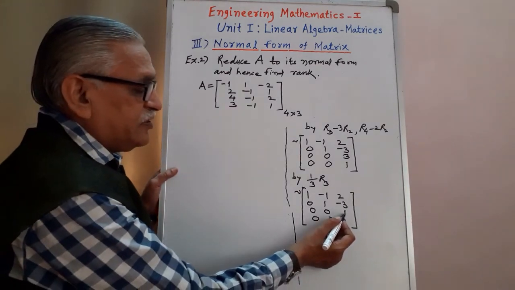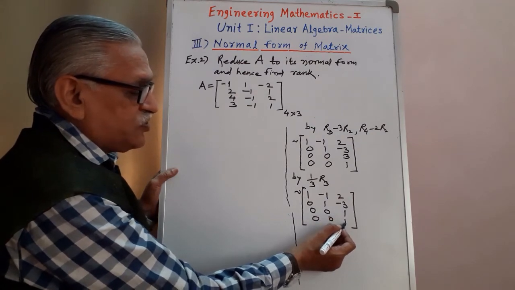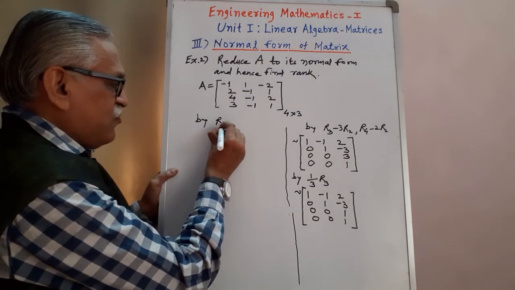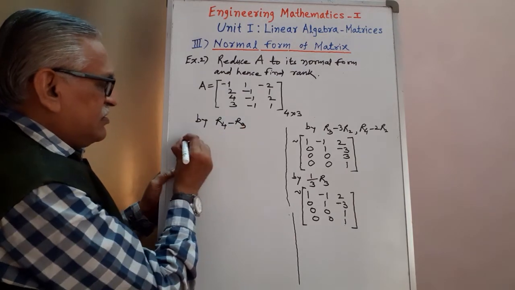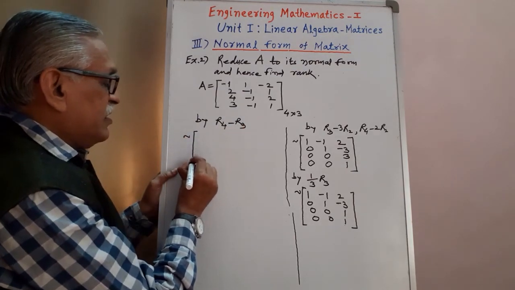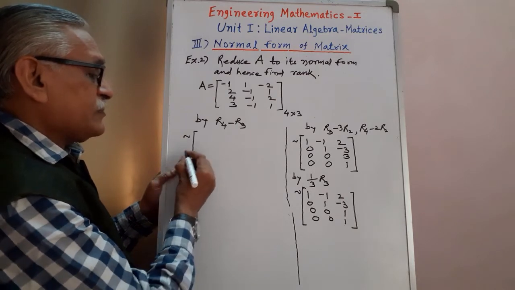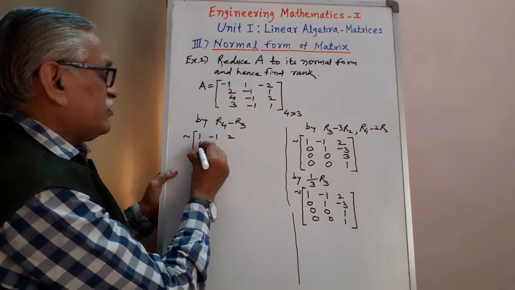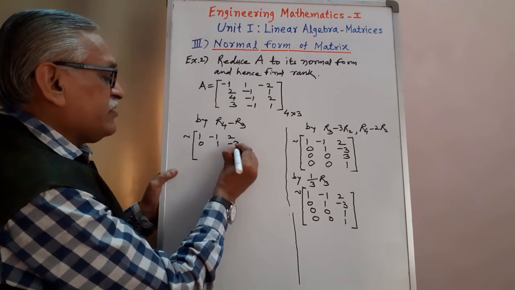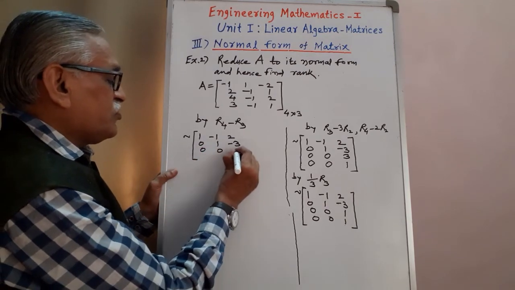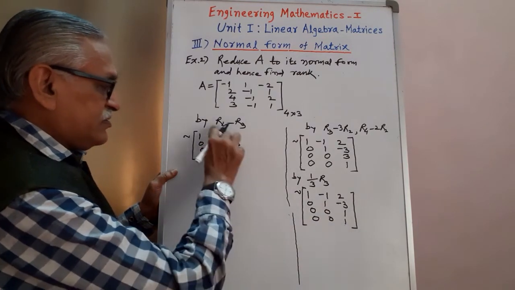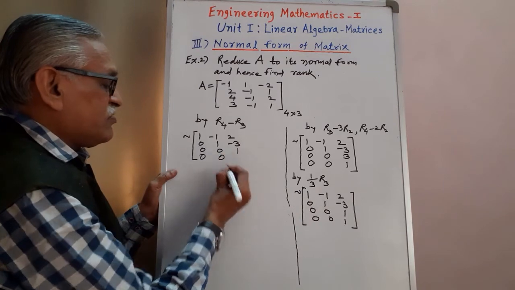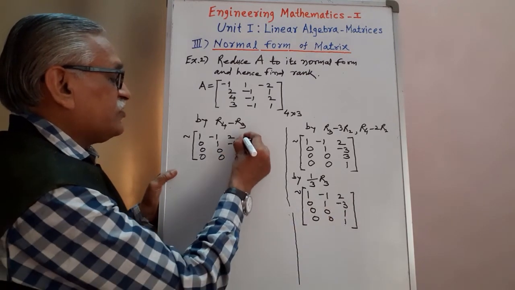Then using this third diagonal element, we try to convert this to 0. 1 minus 1 we get 0. Therefore that transformation is R4 minus R3, and if we apply that elementary row transformation, we get first row no change, 1 minus 1 2, second also no change, 0 1 minus 3, third also no change, 0 0 1, and then performing R4 minus R3, 0 minus 0, 0 minus 0, 1 minus 1, we get 0.